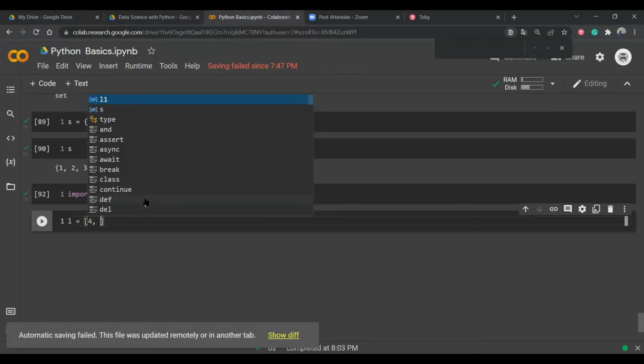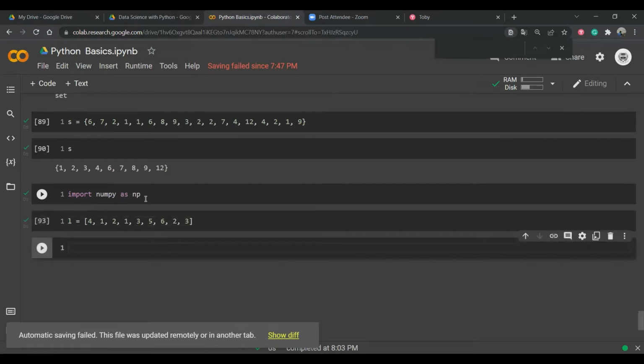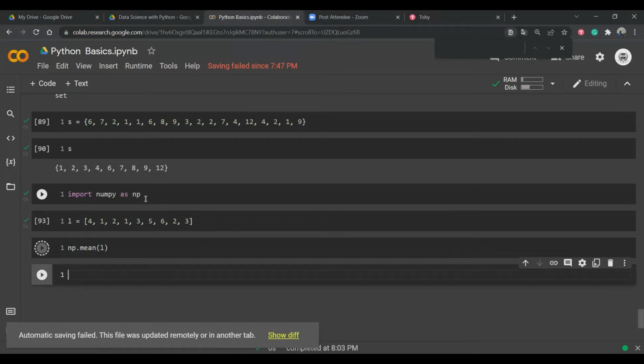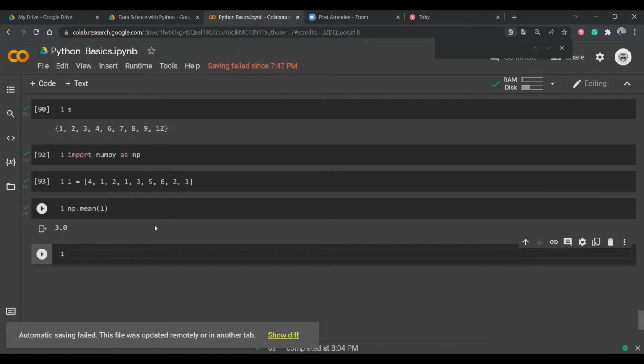Now suppose I have this data set, as we took one data set yesterday also. So 4, 1, 2, 1, then 3, 5, then maybe 6, then 2, then 3. Suppose this is my data set. Now I want to find the mean of this data set. So np.mean, and then I can pass my list over here. The mean of this data set is nothing but 3. You can cross-check this.